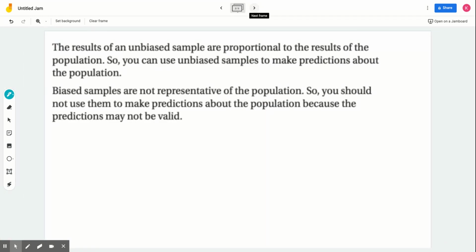Now, the results of an unbiased sample are proportional to the results of the population. So you can use unbiased samples to make predictions about the population. Biased samples are not representative of the population, so you should not use them to make predictions about the population because the predictions may not be valid. So what this is saying is if we have an unbiased sample, we can set up a proportion and solve for the unknown number to make a prediction about what number the actual amount would be.